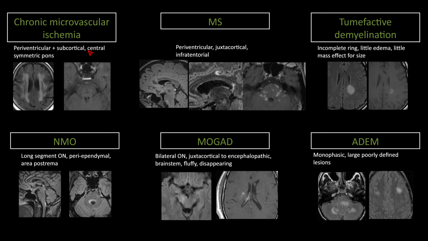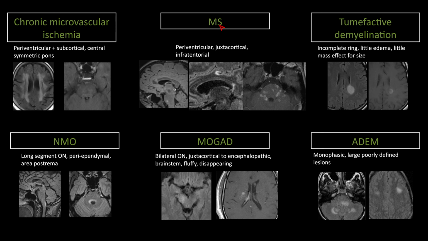All right, so we went over a lot of different etiologies in this lecture, so we'll do a quick review. So we talked about chronic microvascular ischemia. What you need to remember about chronic microvascular ischemia is that these lesions are going to be periventricular and subcortical, like shown here. And if they happen in the brainstem, they're going to be central and very symmetric within the pons. They're not going to be asymmetric or rounded lesions.